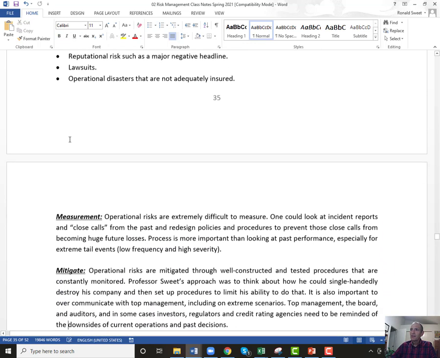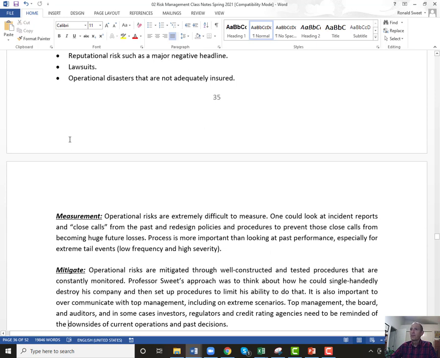How do you measure it? Extremely hard to measure. You could look at incident reports. I think close calls are actually a good way. And there's several examples of where someone had been more serious, closely looking at close calls.